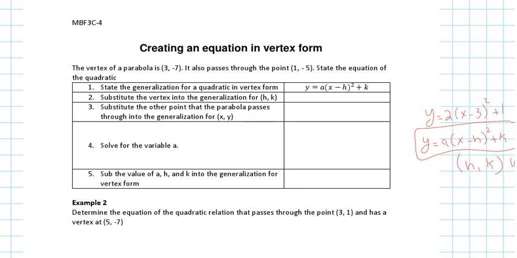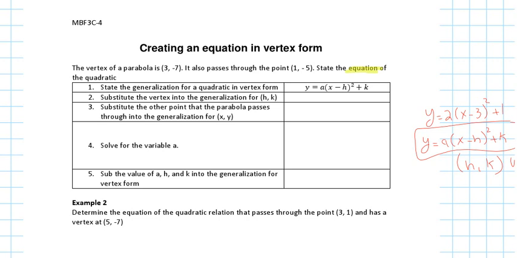The vertex of a parabola is 3 and negative 7. It also passes through the point 1 and negative 5. State the equation of the quadratic. So I gave you 2 points, and now I want you to state the equation.